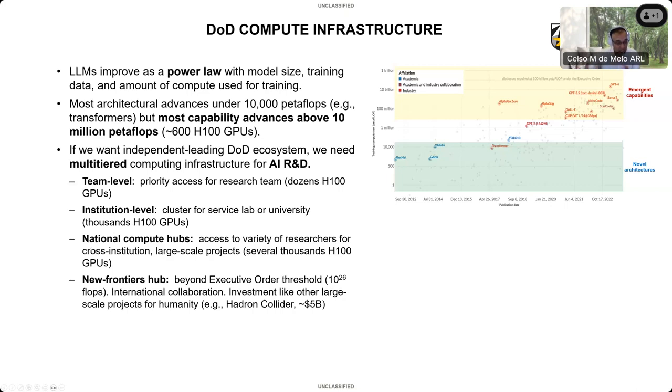Then you can go bigger, national compute hubs. Here we're talking about cross-institution collaboration, larger scale projects. This is perhaps where we're exploring the most promising advances discovered at the lower stages, and we're scaling it up to see what emerges. And of course, we shouldn't be limited to what we are seeing today, even in industry.